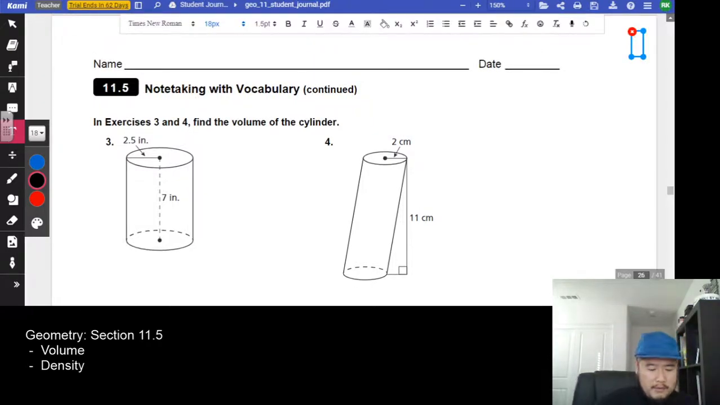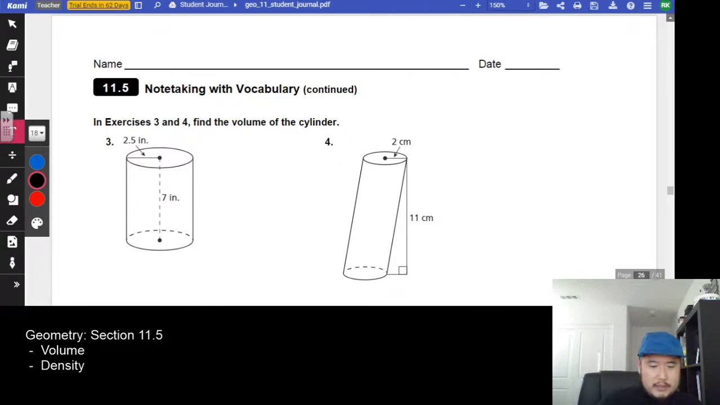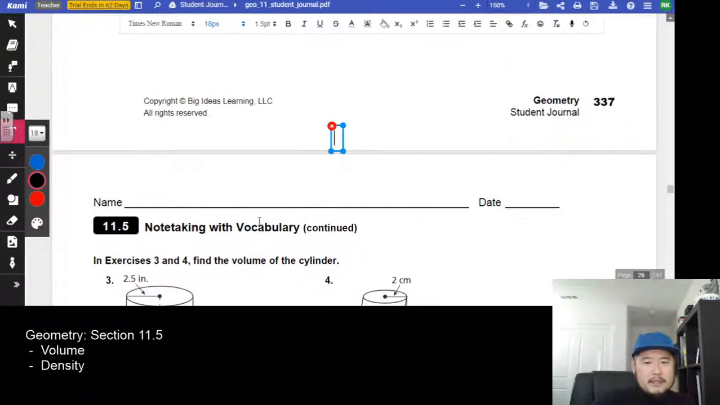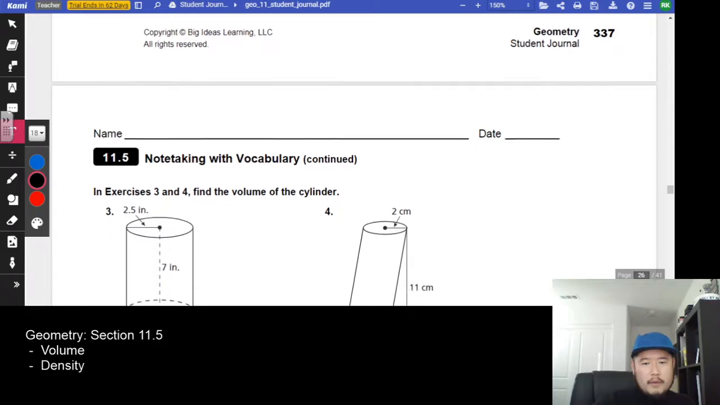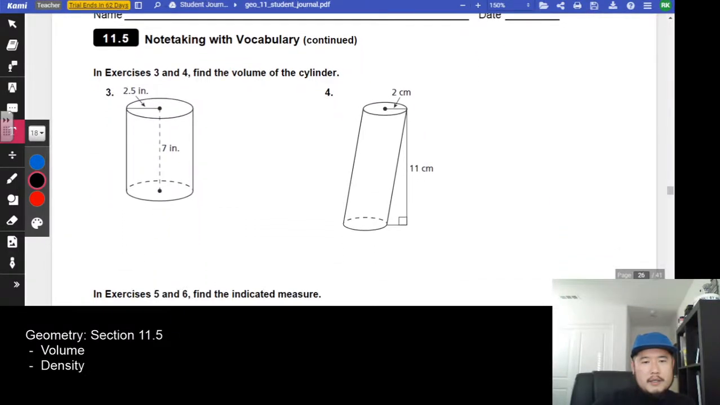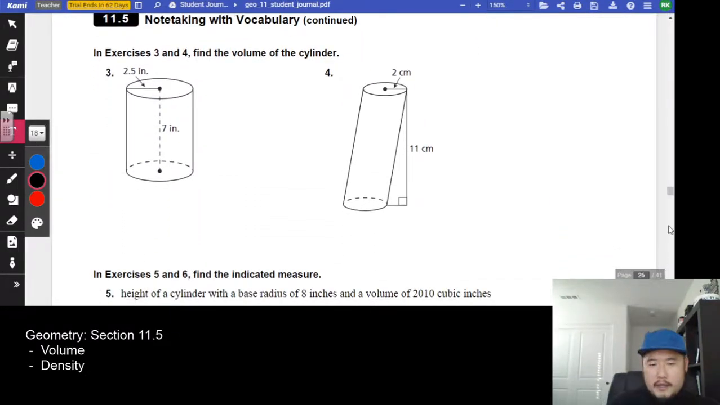So right here we have ourselves a cylinder, and remember, the equation stays the same. We still have volume is equal to base times height. However, remember, the volume of this is going to be different because it is a cylinder, and the base is a circle. So volume equals capital B times H.